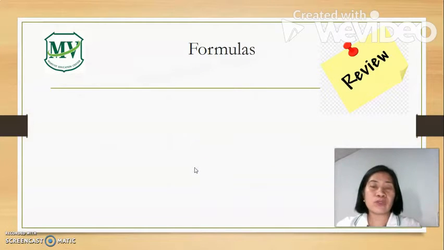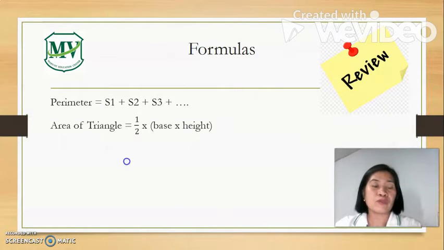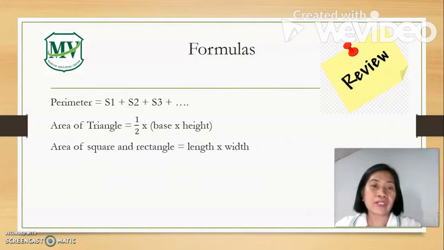Let's have a review of the formulas that will be useful in solving word problems involving perimeter and area of polygons. For perimeter, it is the sum of all the sides. For area of triangle, it is equal to 1/2 times (base times height). For area of square and rectangle, it is equal to length times width.